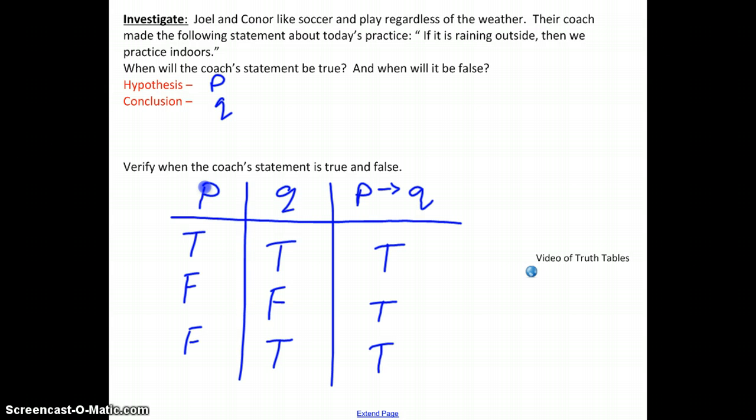It's not raining outside. Now, what if your hypothesis is true, so it's raining outside, but you decide to practice outdoor anyways? Good. That actually makes your whole conditional statement false because you did not go through with your statement as it was said. So that is a truth table.